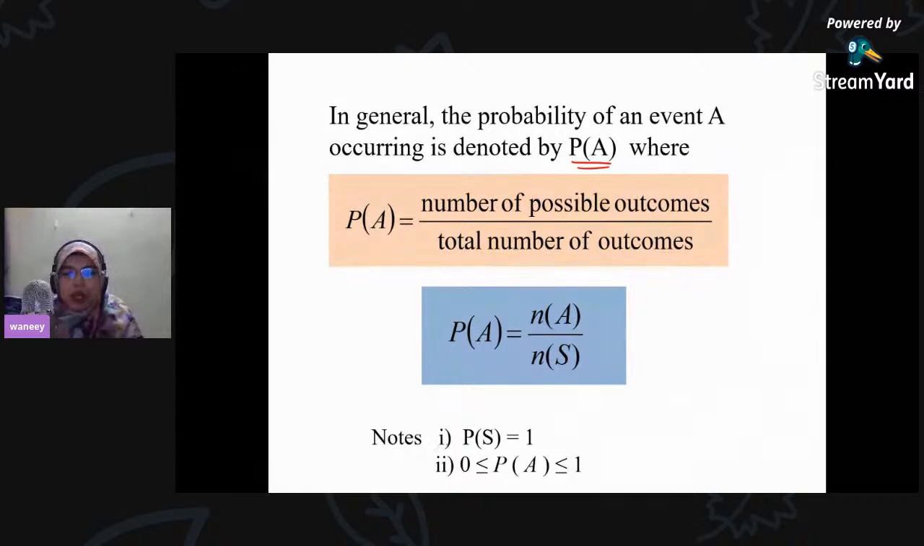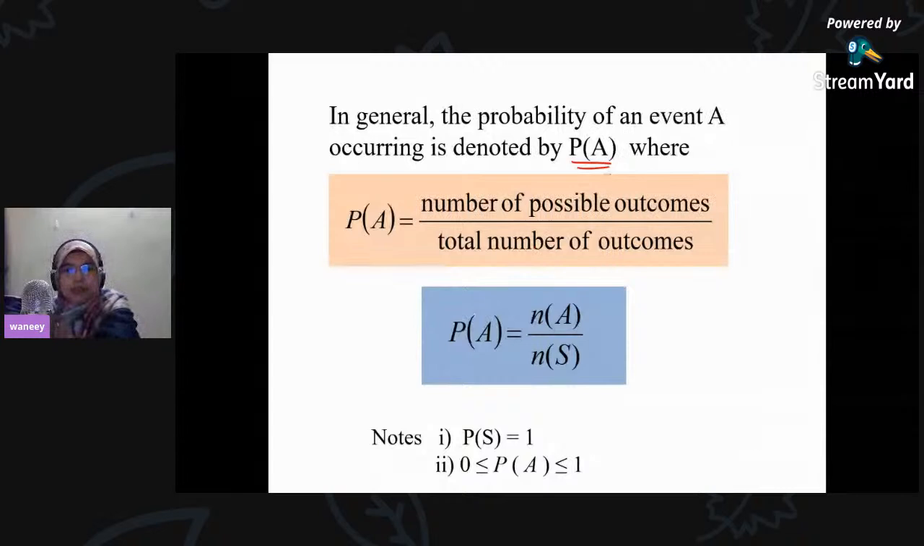You have to take note of a few things. P(S) is equal to 1. The probability of any outcome happening in our sample space is equal to 1. Maksudnya semua benda tu lah, kalau kita tambah semua benda dalam sample space, the probability should be equal to 1. And the probability of A happening should be between 0 and 1, including 0 and including 1 of course. Kalau dia impossible to happen, 0. If it is certain to happen, it will be equal to 1. So dia boleh sama dengan jugalah.